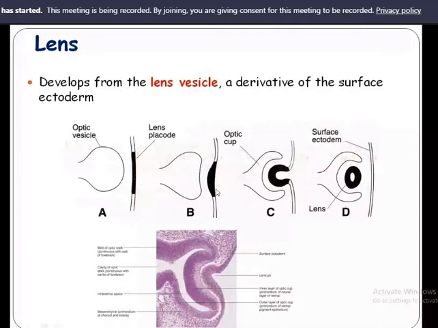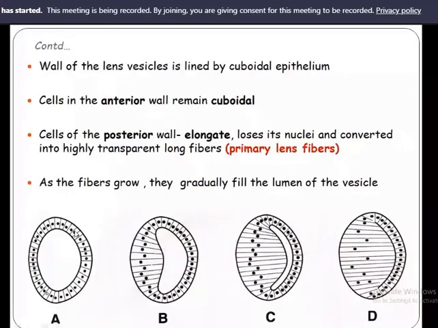After the invagination, there is the formation of the lens pit. Then finally the lens vesicle is formed. Now what will happen to the lens vesicle? Initially the lens vesicle will be like this, lined by cuboidal epithelium. You can see the round nucleus over here. This is the anterior wall and this one is the posterior wall.